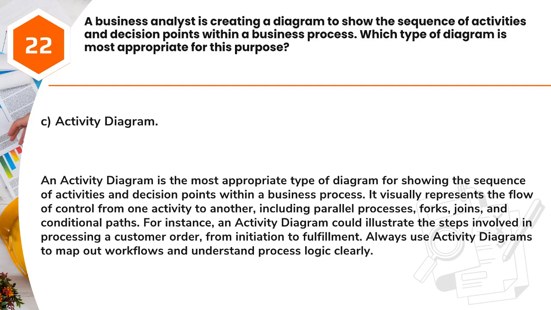Answer: C. Activity Diagram. An activity diagram is the most appropriate type of diagram for showing the sequence of activities and decision points within a business process. It visually represents the flow of control from one activity to another, including parallel processes, forks, joins, and conditional paths. For instance, an activity diagram could illustrate the steps involved in processing a customer order, from initiation to fulfillment. Always use activity diagrams to map out workflows and understand process logic clearly.